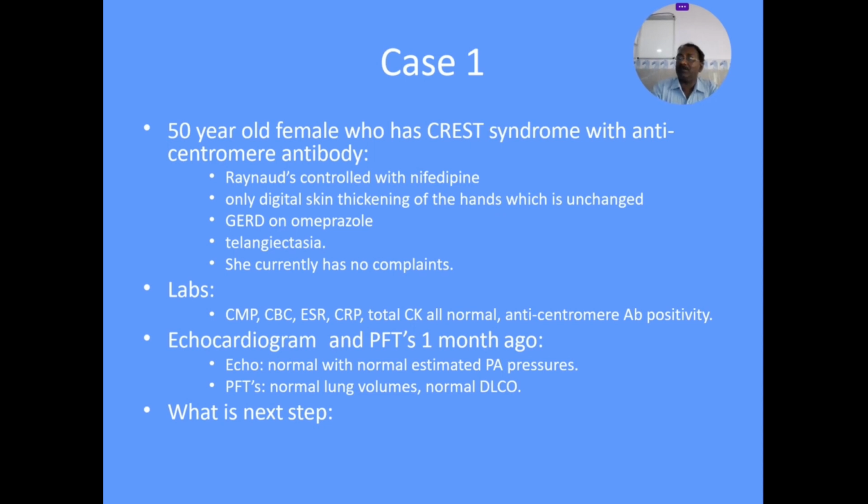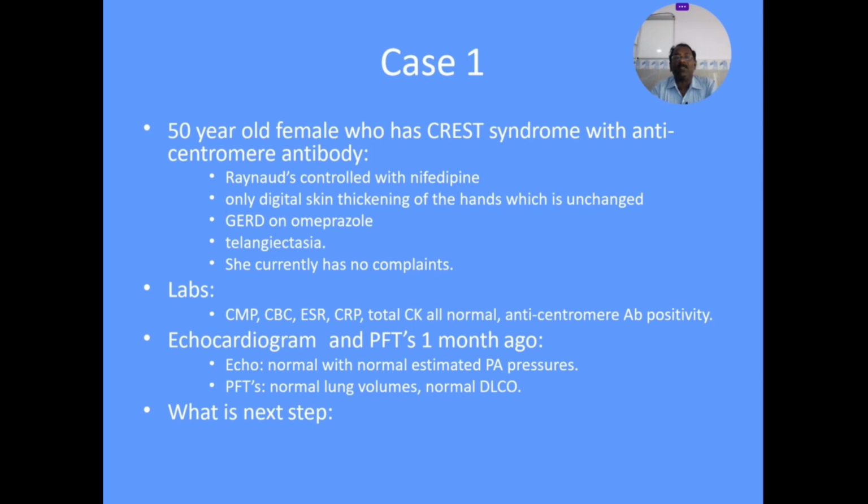This is case 1. A 50-year-old female who has CREST syndrome with the anti-centromere antibody. Sirisha, you should answer this case. You know what you mean by CREST: C, calcinosis, R, Raynaud's, E, esophageal dysmotility, S, sclerodactyly, T is telangiectasia. With anti-centromere antibodies, it means localized systemic sclerosis, mostly not diffuse systemic sclerosis.